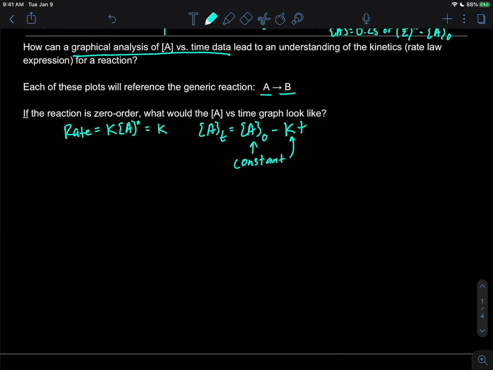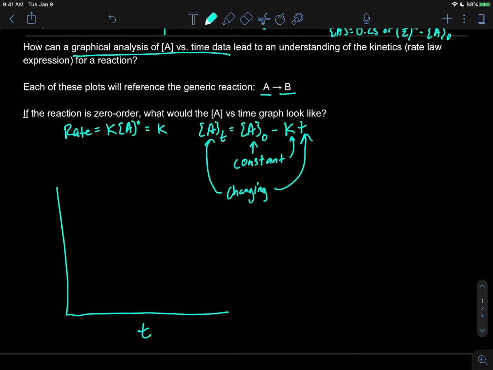If I start with 5 molarity at 25 degrees Celsius of reactant A, those two variables are constant. The two variables that are going to change are our T value, our time, and the concentration at that time. If I were to graph the data, time would be our independent variable, and our dependent variable, the thing that depends on time, would be our concentration. If we were to plot it, depending on how fast or slow our reaction is, it would look something like that.